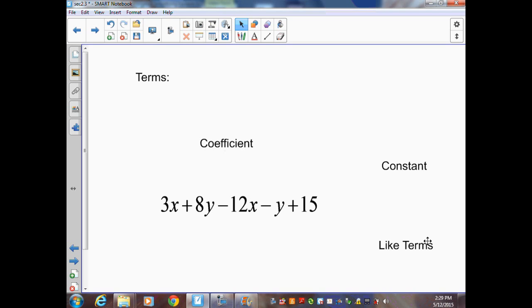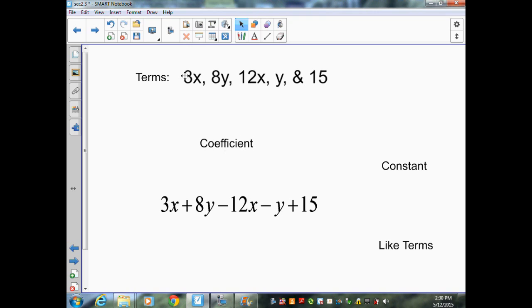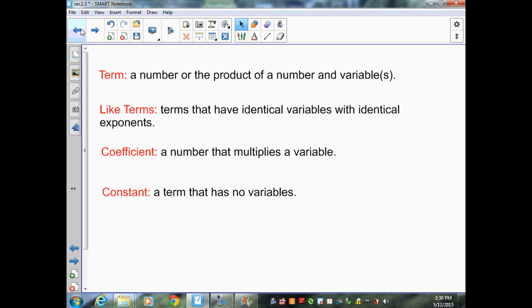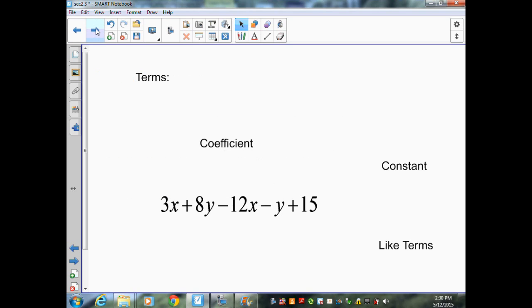So here I have an expression, 3x plus 8y minus 12x minus y plus 15. So what are the terms of that expression? The terms are exactly each element in the expression: 3x, 8y, 12x, y, and 15. As you can see, they are exactly as it's stated, a number or the product of a number and variables. So the product of a number and variables, or just a plain number. What do we call the plain number right here? That is our constant. It's without a variable.